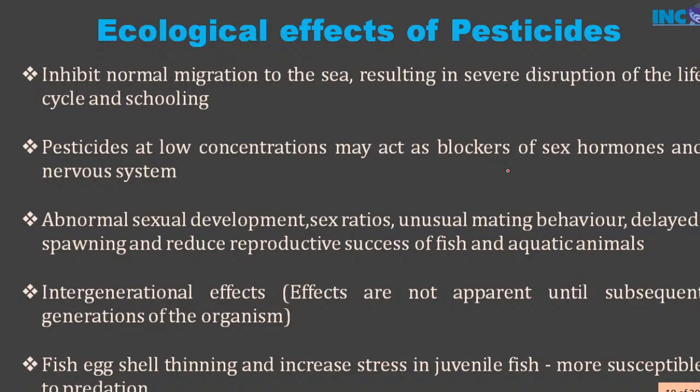Finally, it leads to eggshell thinning in fish as well as birds, and increased stress in juvenile fish. They also act as food for predator fish, reducing the predators' activity. Why does eggshell thinning happen? The contaminant accumulates gradually and prevents calcium deposition in the cell. That is the process that makes the eggshell thin.